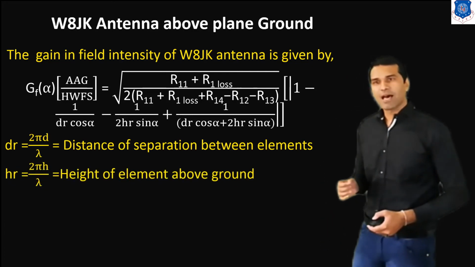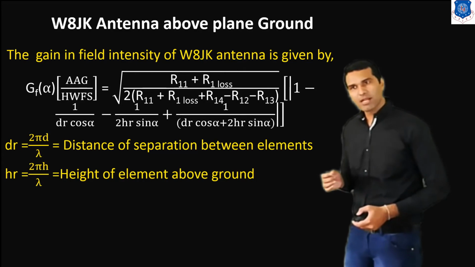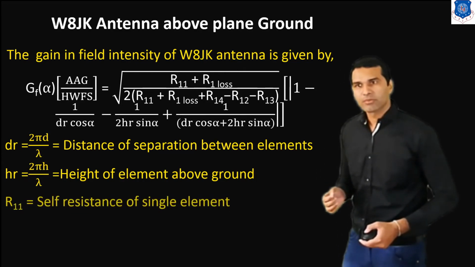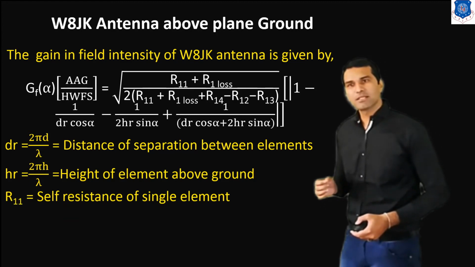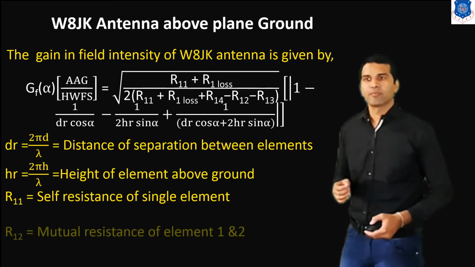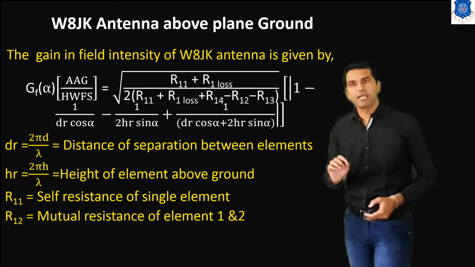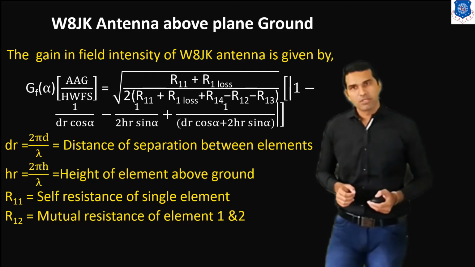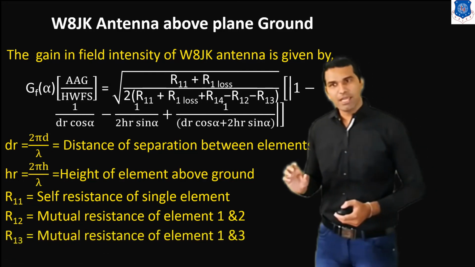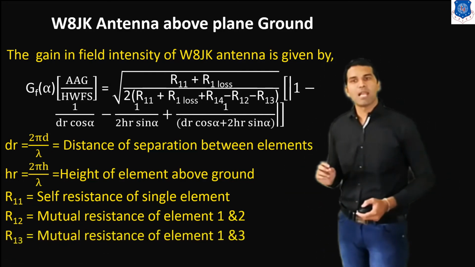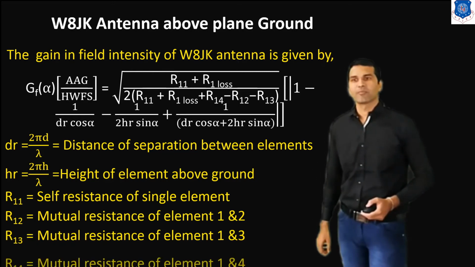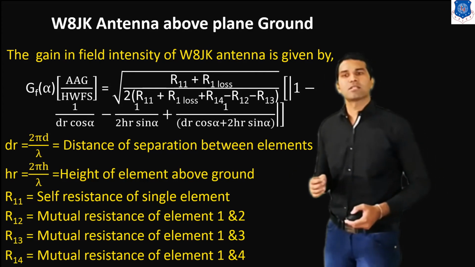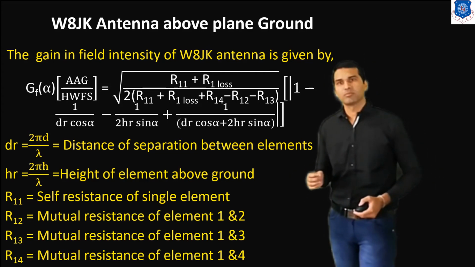And hr is the height of the element above the ground plane, and it is nothing but 2πh/λ. R11 is the self resistance of a single element. Same as R12, which indicates the mutual resistance of elements 1 and 2. R13 indicates the mutual resistance of elements 1 and 3. And R14 similarly indicates the mutual resistance of elements 1 and 4.